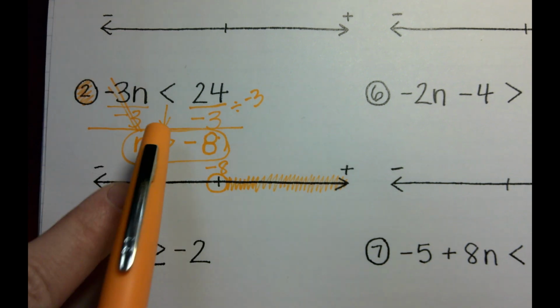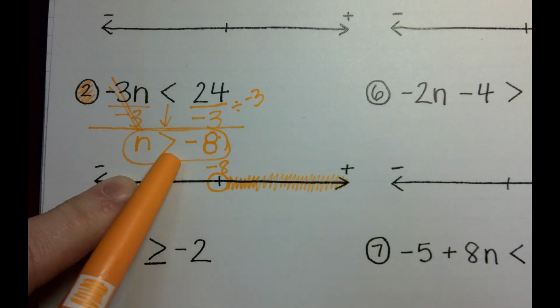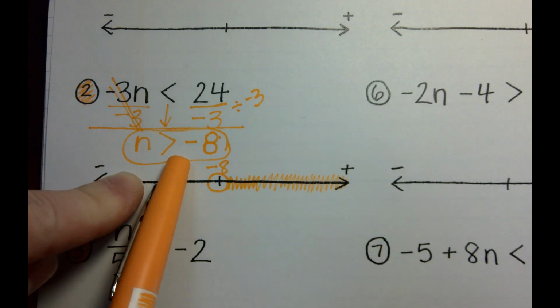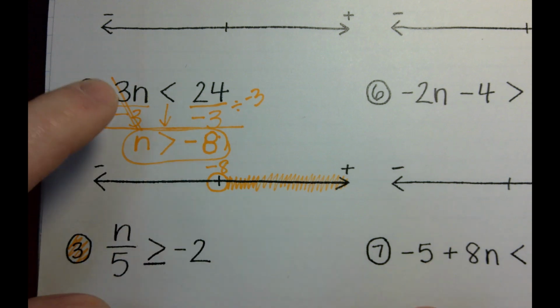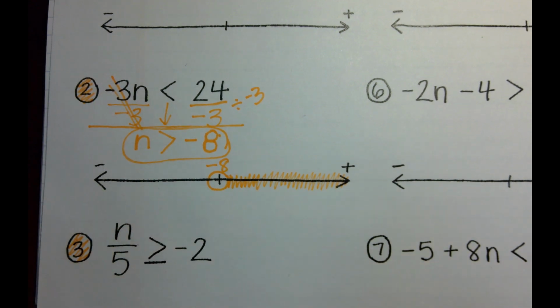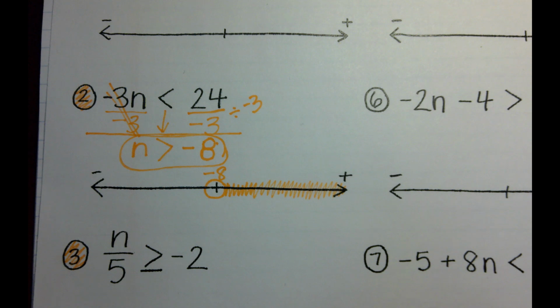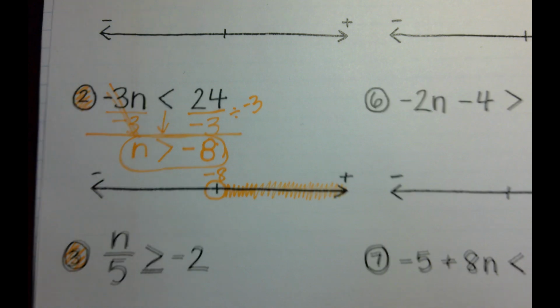Yes. So the only reason we're shading to the right and the reason we switched our sign to greater than, we flipped our sign, it was because we divided by a negative number. So that's our exception. If we ever divide by a negative or multiply by a negative, our sign changes and we shade in the opposite direction. Okay. Any other questions on number 2? That was a good question.